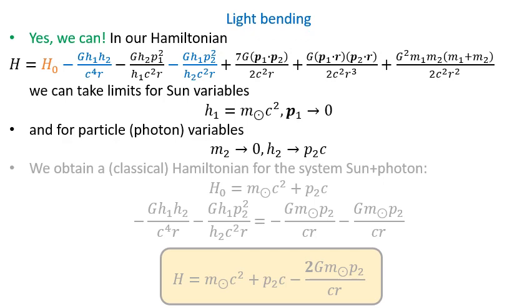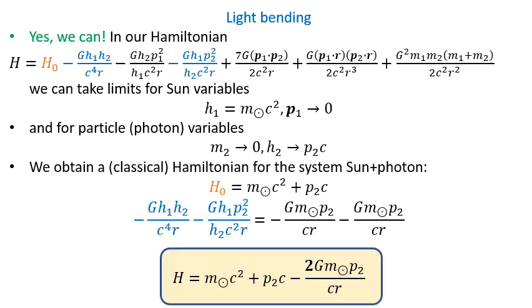Photon variables have index 2. Photon's mass is 0, and photon's energy is momentum times speed of light. By making these substitutions, we obtain the following approximation for the non-interacting Hamiltonian H0, and from all the interaction terms, only two survive, which are shown in blue.